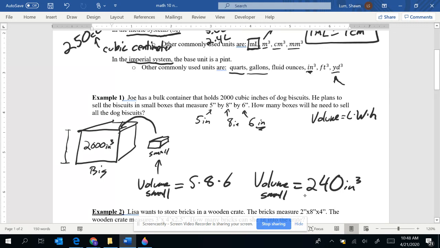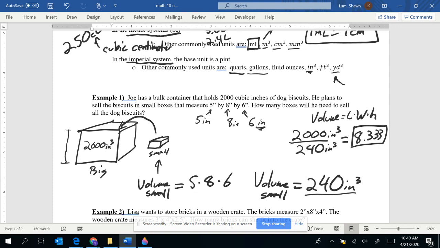Now, we need to figure out how many of these things can fit inside that big box. So what we're going to do is take 2,000 cubic inches, and figure out how many of these can go into this box. So we're going to divide by 240 inches cubed. I forgot to write a cube there. So we're going to go 2,000 divided by 240 equals, and I get 8.333.